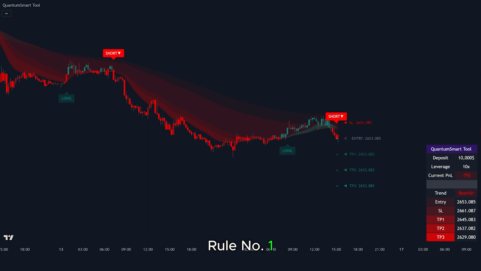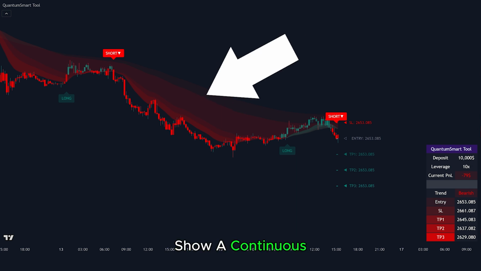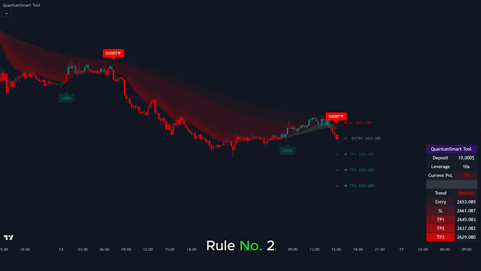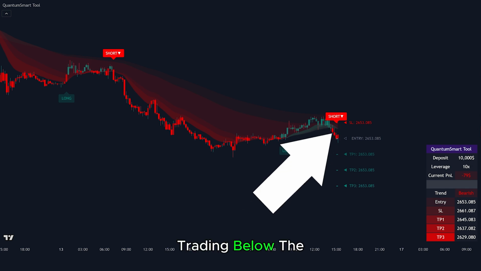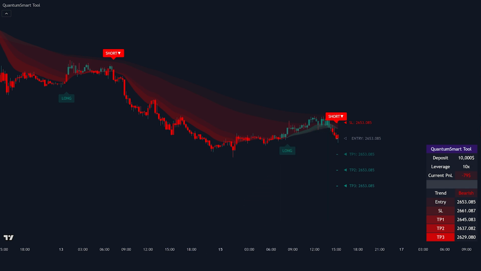Rule number 1. The indicator must show a continuous red cloud. Rule number 2. Price should be trading below the cloud. Rule number 3. A short signal with entry, stop loss, and take profit levels must appear.